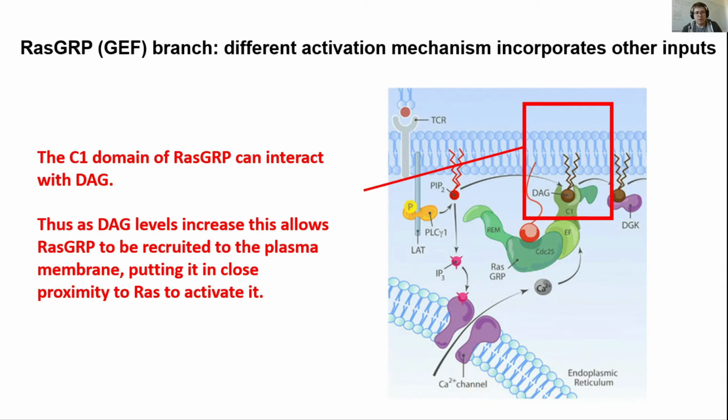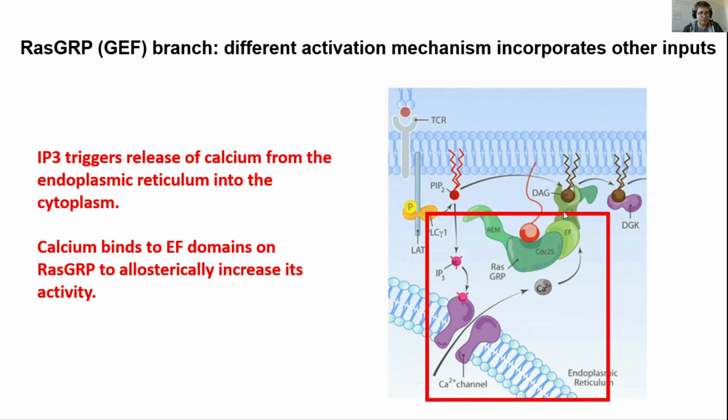And so Ras-GRP is being activated in a manner that's similar to SOS in that it's being recruited to the membrane, but the mechanism by which it's being recruited to the membrane is different. It's being recruited there not by phosphotyrosine directly, but rather by interaction with DAG.